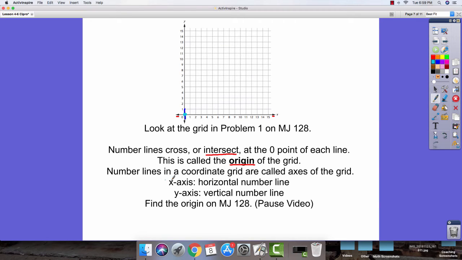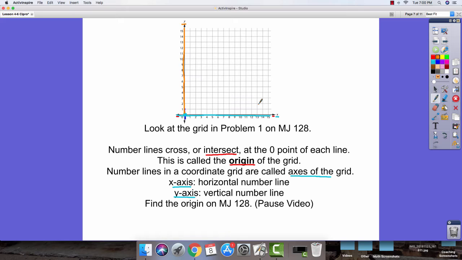The number lines in a coordinate grid are called axes of the grid. So your x-axis is the horizontal number line, and your y-axis is the vertical line. Horizontal, going left to right, is your x right here, and you can see it's labeled x-axis. Vertical, up and down, that's your y-axis. Going up and down like that. So you can see that's labeled the y-axis there. All right.